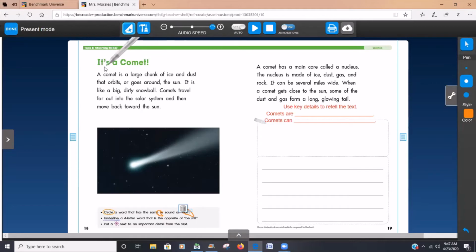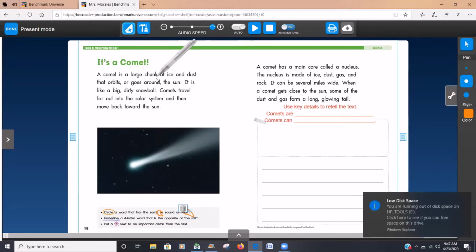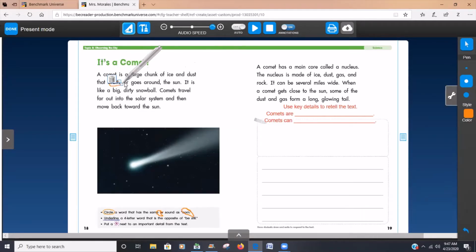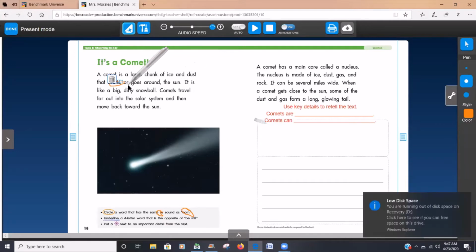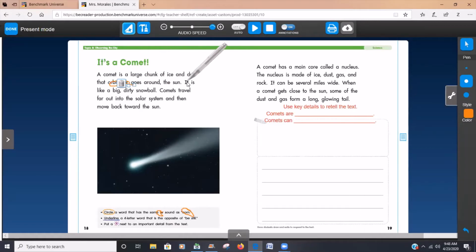It's a comet. A comet is a large chunk of ice and dust that orbits or goes around the sun. It is like a big, dirty snowball. So you see, we remember we have to read it again. And on our third read, that's when we're circling and annotating. Comets travel far out into the solar system and then move back towards the sun.